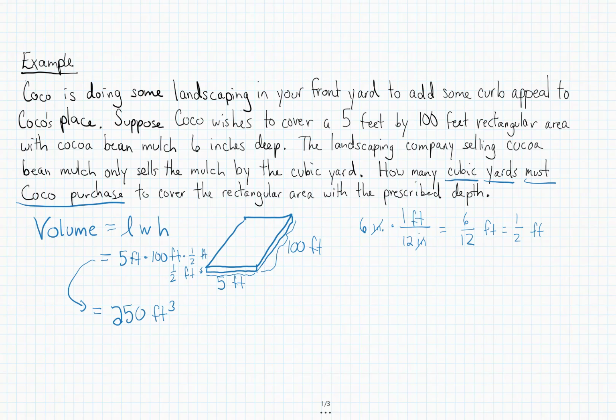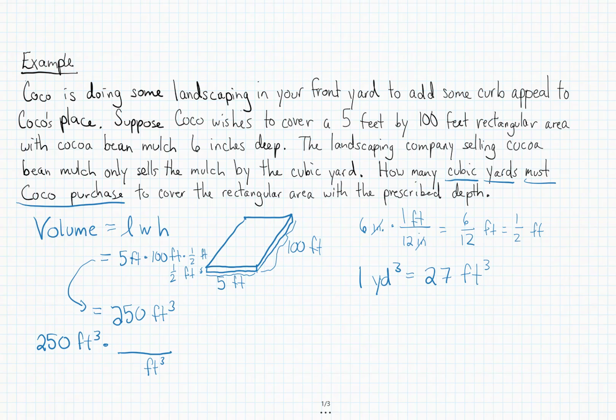Now what do we have to do? Well, we need to figure out how many cubic yards must Coco purchase. Well, we know that 1 cubic yard happens to be 27 cubic feet. We just made that calculation. So moving forward from there, what can we do? Well, we can take the 250 cubic feet and we want to figure out how many cubic yards it is.